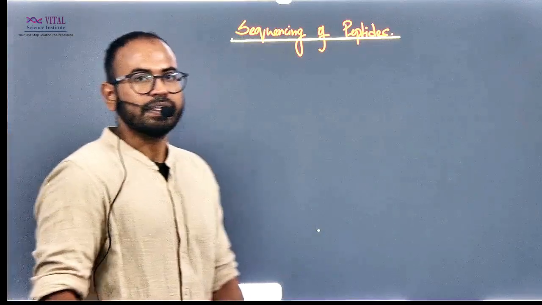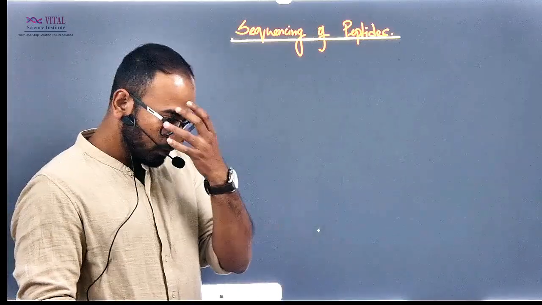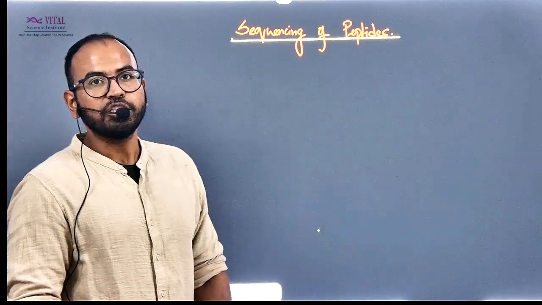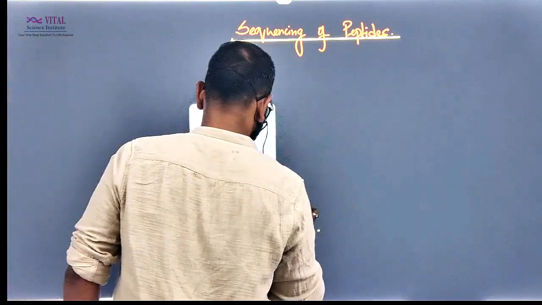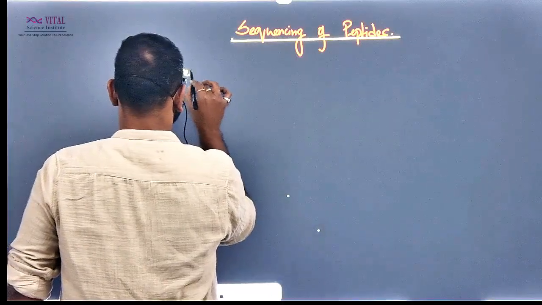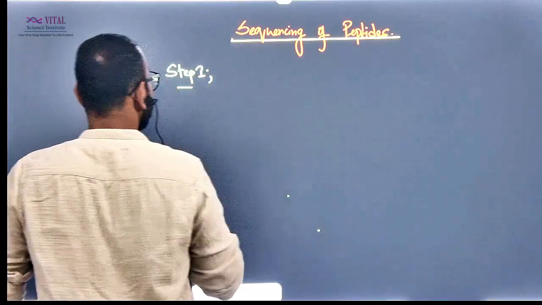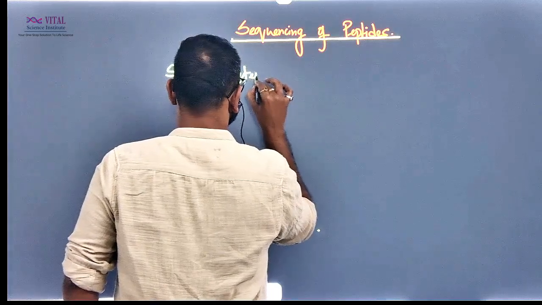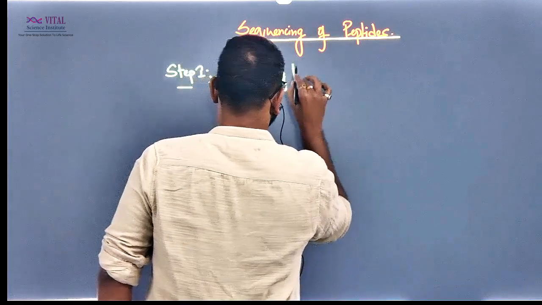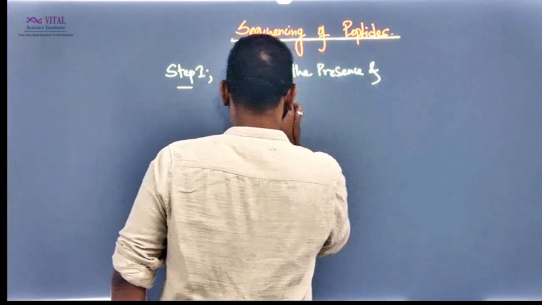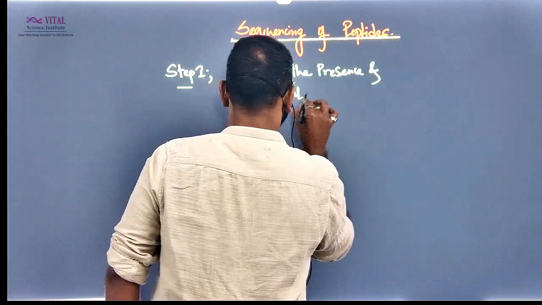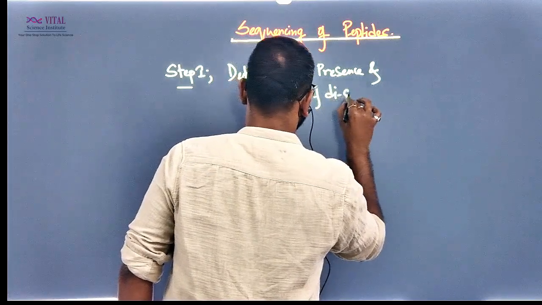When it comes to sequencing of peptide, the first thing we have to understand is whether this peptide chain consists of any disulfide bond or not. So, our step 1 should be determining the presence and removal of disulfide bond.